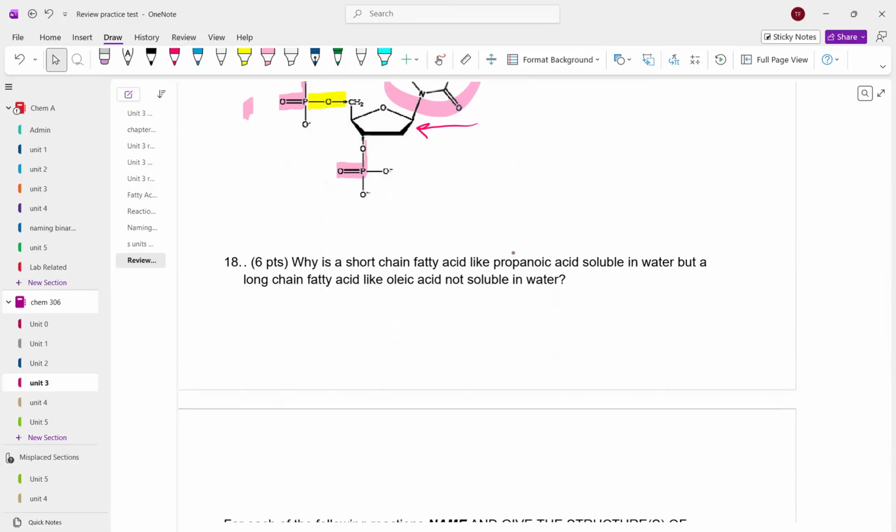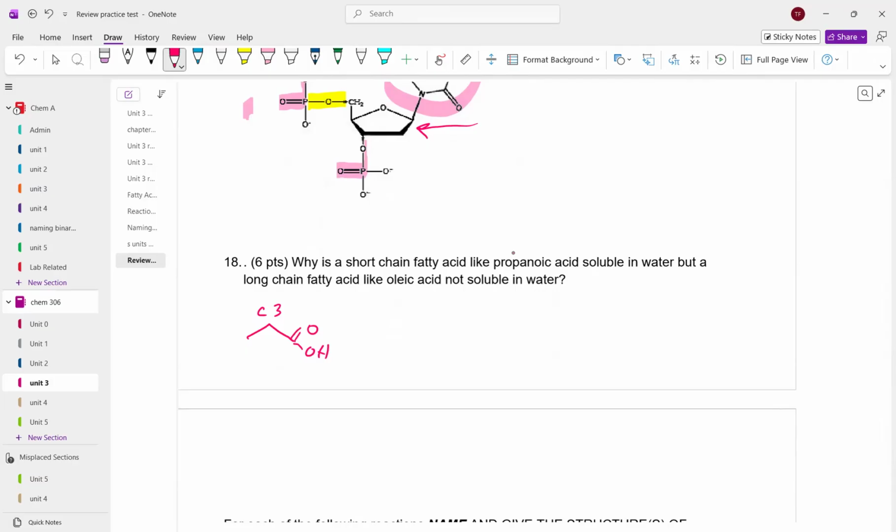Okay, so we start with propionic acid, 3 carbons. Very, very high IMF. It's an organic acid. Long chain fatty acid, so this is C3. Okay, oleic acid, olive oil. Is olive oil soluble in water? No. So it's still an acid though.